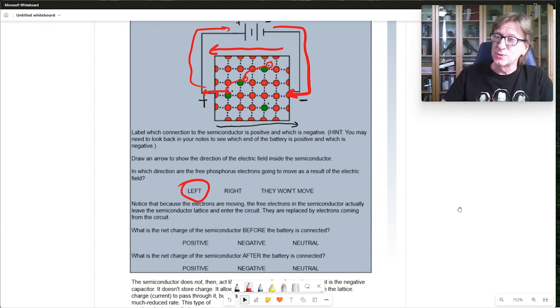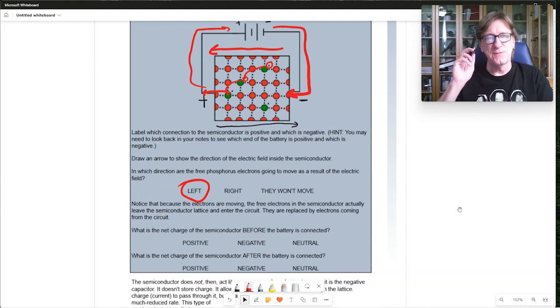Well, it's actually going to be neutral, right? And that may surprise you because you went, wait, Dr. K, didn't you just say we have extra electrons through here? Yes, but remember that the phosphorus has 15 protons inside it. So the net charge is going to, in fact, be neutral from that.